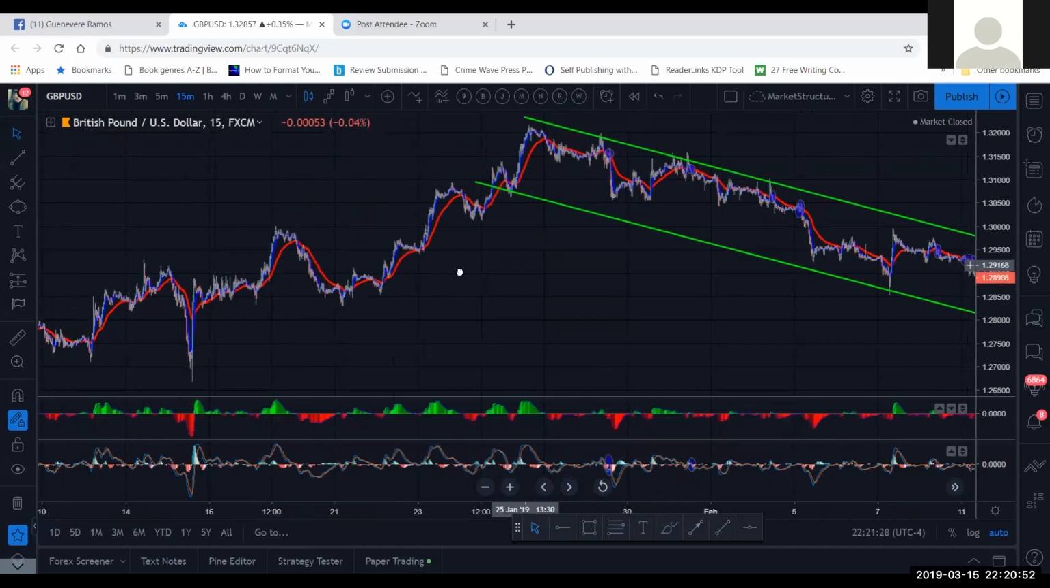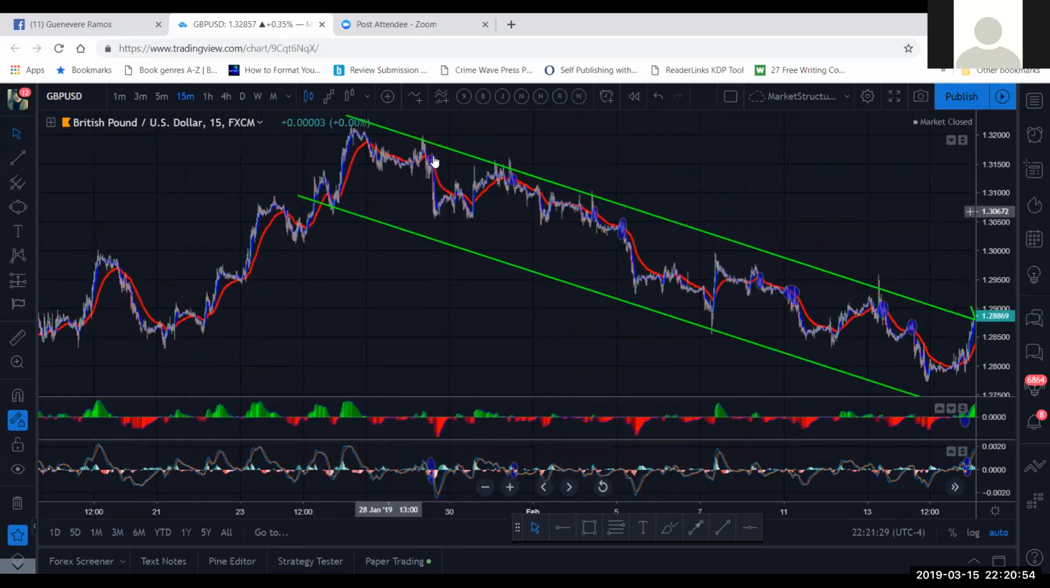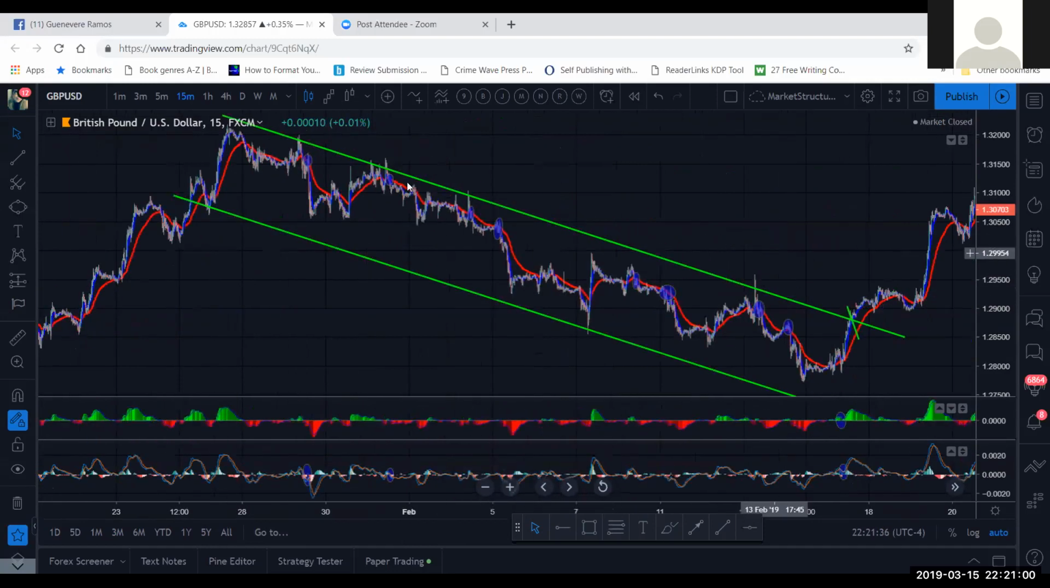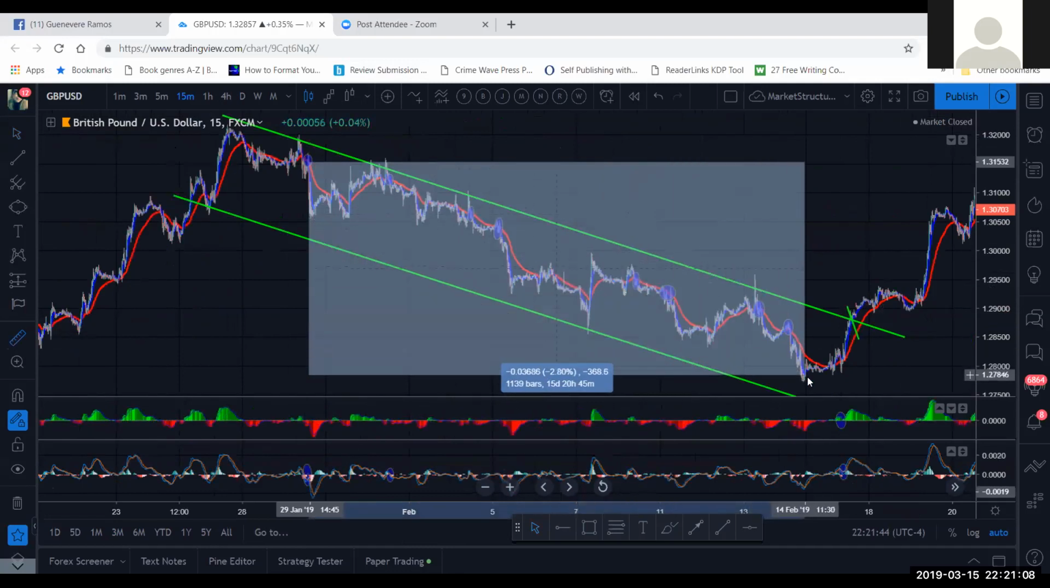Okay, it started up here. We could have entered 1, 2, 3, 4, 5, 6, 7, 8. We could have entered 8 times, and we could have made, from entering here and staying under that trend line, 378 pips.